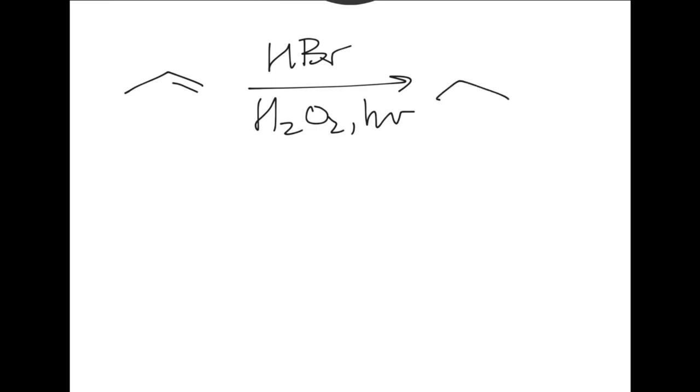Okay, so we had left off. We're going to do this right this time, right? Where we have a double bond, HBr, hydrogen peroxide, and light. And that's going to make the least substituted bromide. Right. And we had started going through all the steps of a radical halogenation. So there were three: initiation, propagation, and termination. And so we had started with, as you would do, initiation.